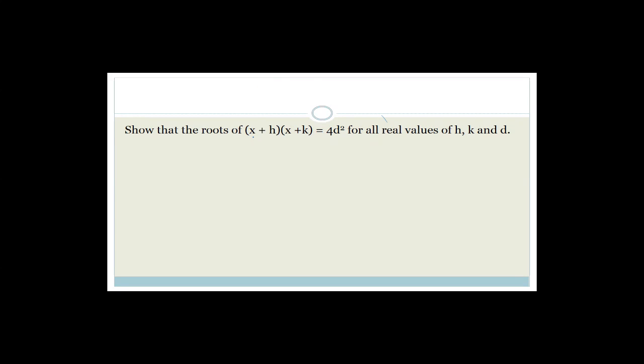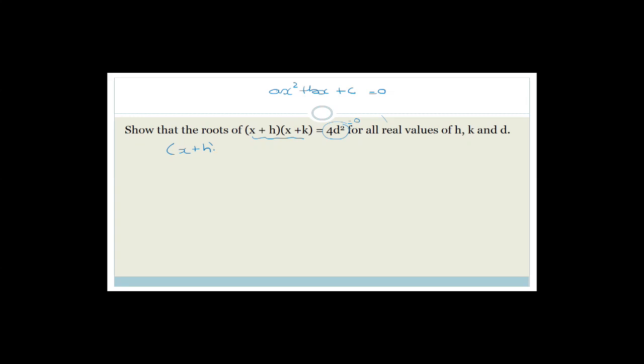It says show that the roots of this equal 4d squared for all real values of h, k, and d. Okay, right, so let's just have a look at this. Let's see what we can do with these roots. We need to multiply this out to get the roots, and then we can see what we can get for delta. We have to multiply this out because this is not in the standard format. Remember, you want ax squared plus bx plus c equals 0. You can have this as the two brackets, but then the other side has to be equal to 0 for it to be in the standard form.